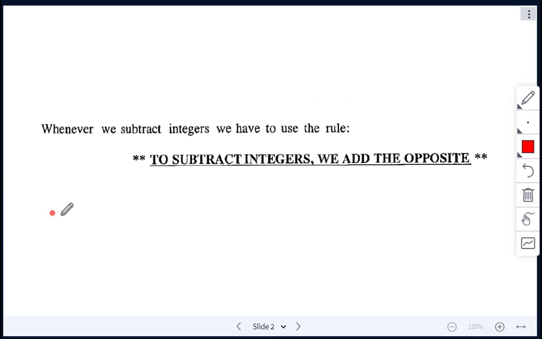All right, so if we had a positive 5, the opposite of positive 5 would be negative 5. If we had a negative 6, the opposite of negative 6 would be a positive 6. All right, so when it says to add the opposite, that's what it means. That's what opposite means. If we had a positive 7, the opposite of positive 7 would be negative 7, and so on.